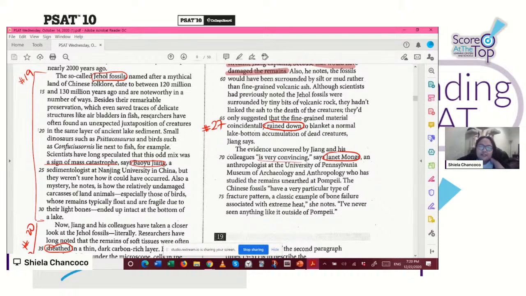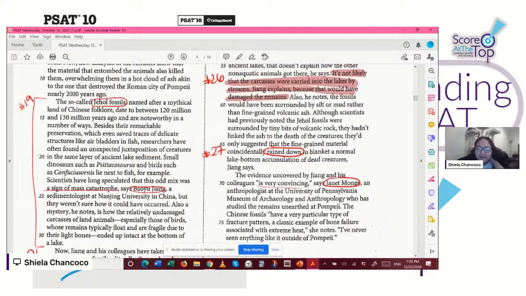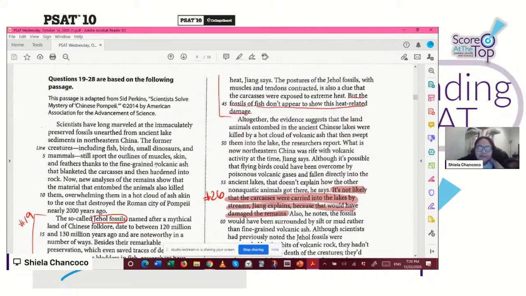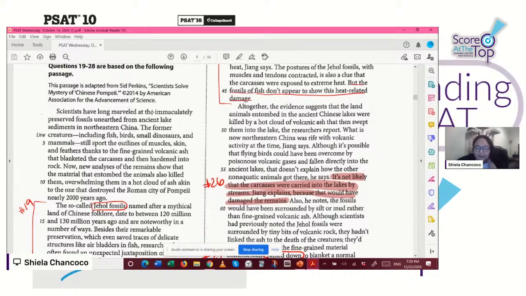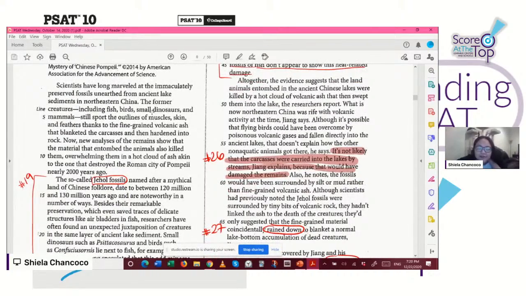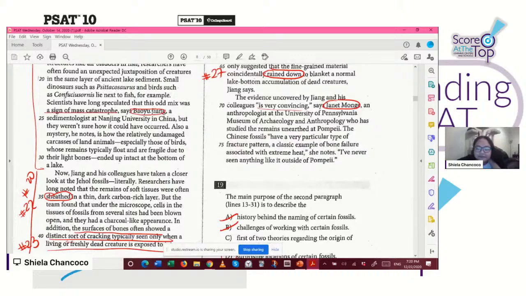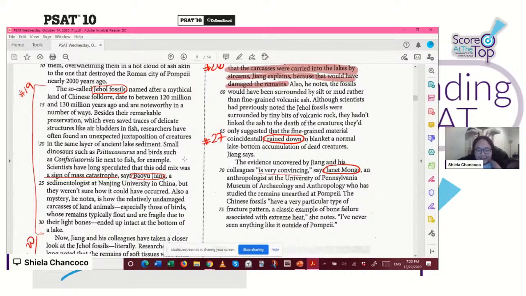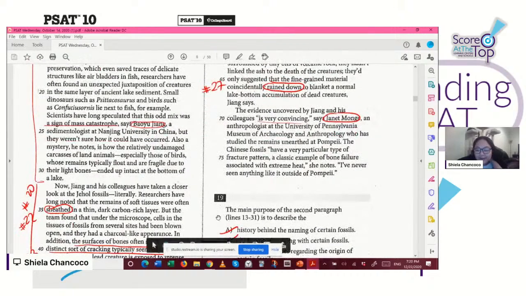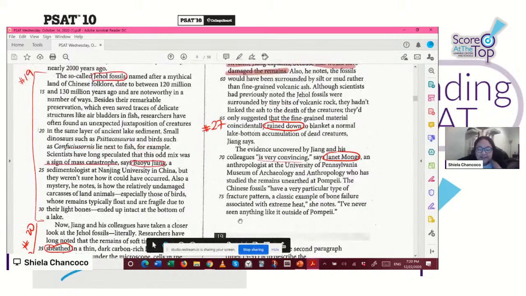Also take note that this might not be your third passage. I think there are 4 different versions of this test that was administered during the PSAT on the 14th last. So just try to find the one that's about the Pompeii and the birds and the land animals and the fossils. So we're on 19 right now, right? The main purpose of the second paragraph. All right. So what did I tell you to do when they tell you to go to lines 13 and 31 and peruse that again, right?